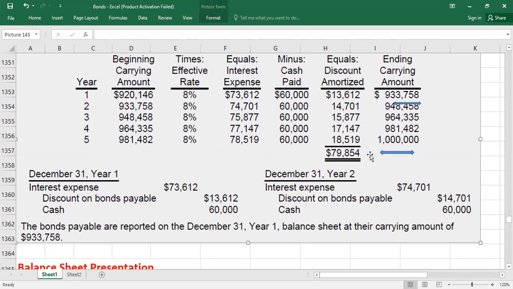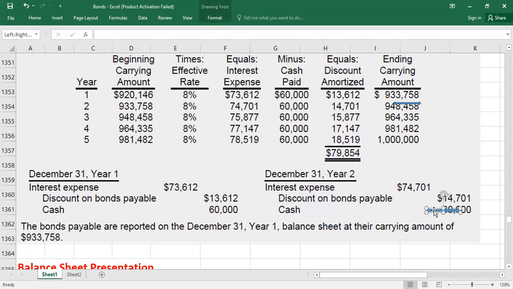In the same way, in the second year, you will also make a debit to interest expense, credit discount on bonds payable, because in the second year we have amortized 14,704. Okay, credit cash, which is 60,000. So this is how you will do it over the years.